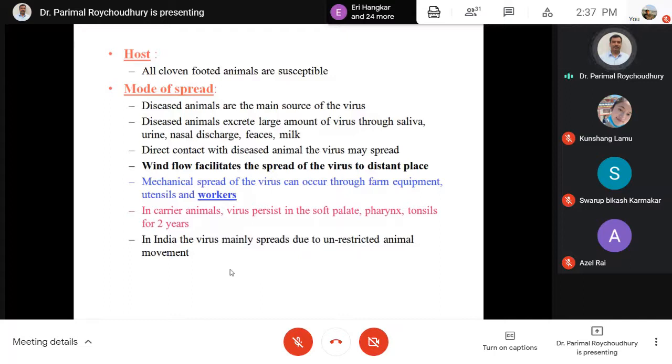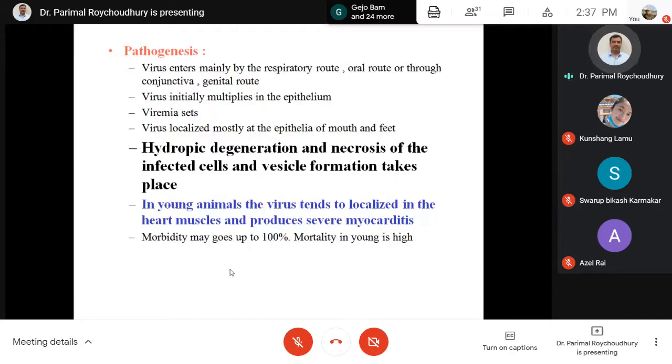Now, if you discuss the pathogenesis, you'll find the virus mainly enters through the nasal and oral mucosa, and even through the genital route. Then the virus multiplies in the epithelial tissues. Then it goes to the circulation and produces a systemic infection, viremia. At the stage of viremia, the animal exhibits a high rise of temperature. Then we see the typical lesions in the mucous epithelium, particularly in the mouth and feet. That's why it's called foot and mouth disease.